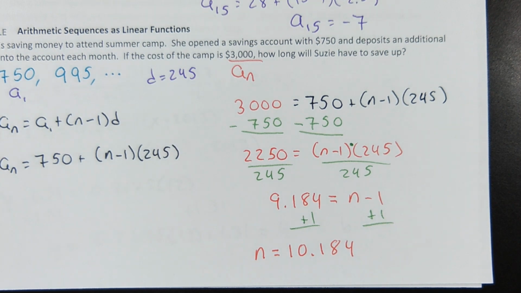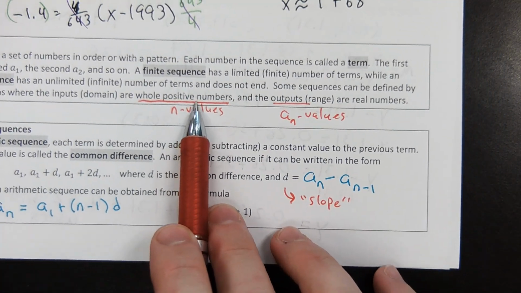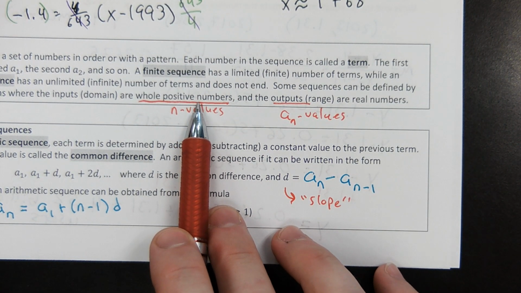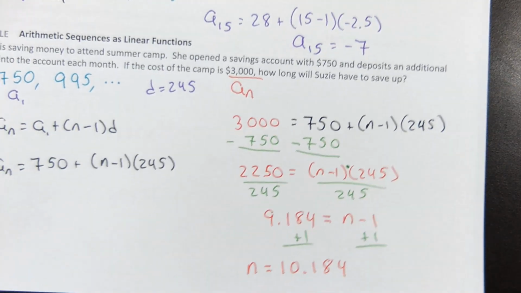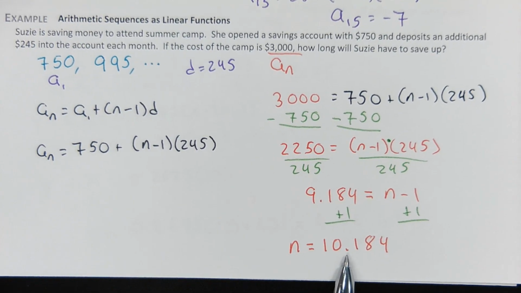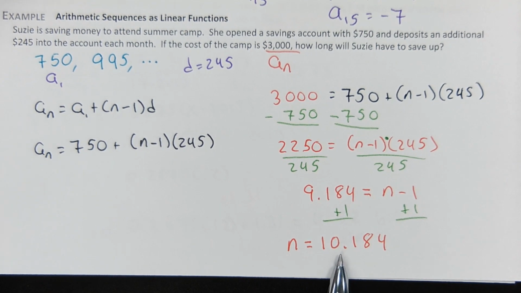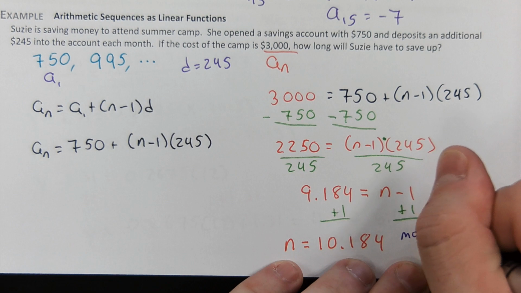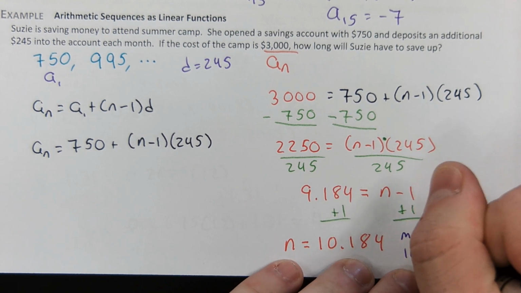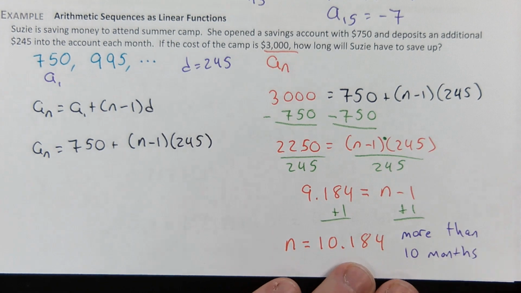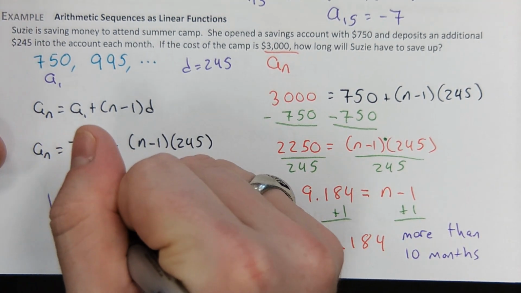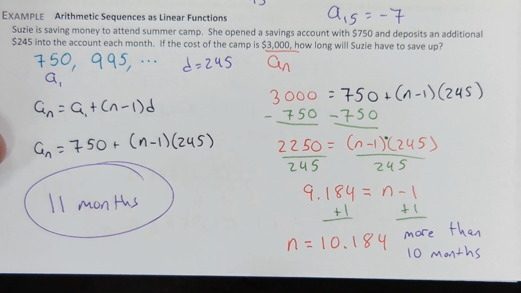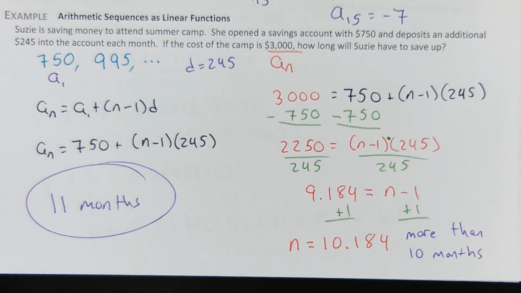Oh, that's right. Gosh, dog it. These things have to be whole numbers, don't they? So Susie, she went at month 10, and the next time she goes is month 11. Here's what I know. This number means it takes more than 10 months. So that means Susie would need to save for 11 months in order to be able to afford this summer camp.